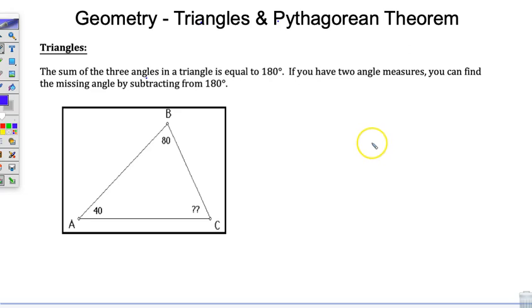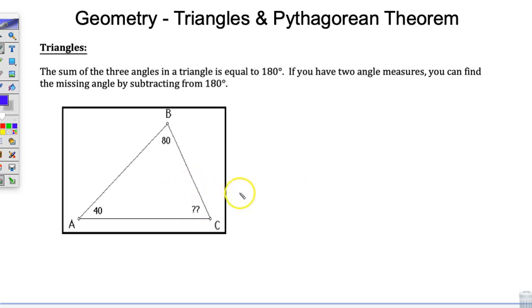Today's lesson is a geometry lesson on triangles and the Pythagorean theorem. In this video, we are first going to determine how to find a missing angle measure of a triangle. One thing that you need to understand about triangles is that the sum of all three angles must total 180 degrees. So if you are given two angle measures, you can easily find the third by using addition and subtraction.